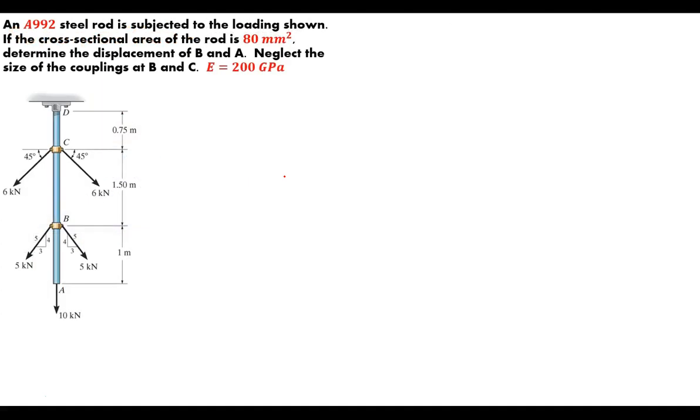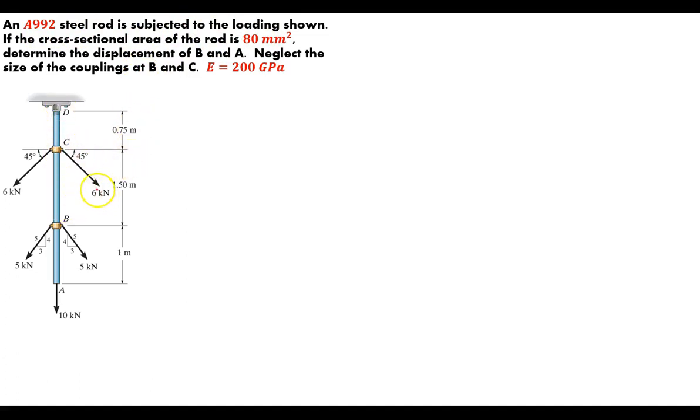So here is an example. Let's use this example to help illustrate the point, both of linear displacement, though there's another example for that, but more specifically the whole concept of the principle of superposition. So let's go. We've got a steel rod. An A992 steel rod is subjected to the loading shown.